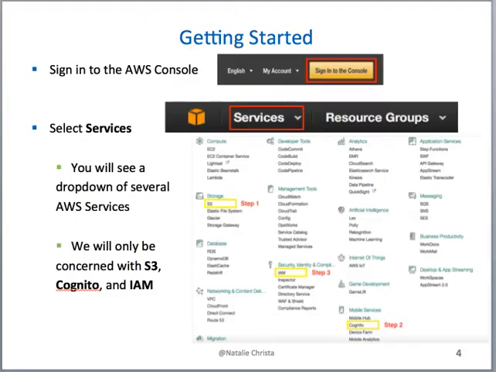So let's get started. The first thing that you would have to do is sign into your AWS console. You can do that by going to aws.amazon.com. After you sign into your console, you're going to have to select services. And here I have an image showing step by step which services we're going to be focusing on, which was once again S3, Cognito, and IAM.